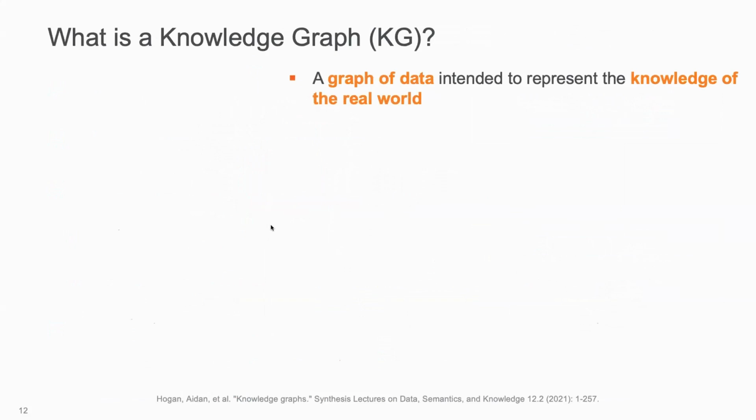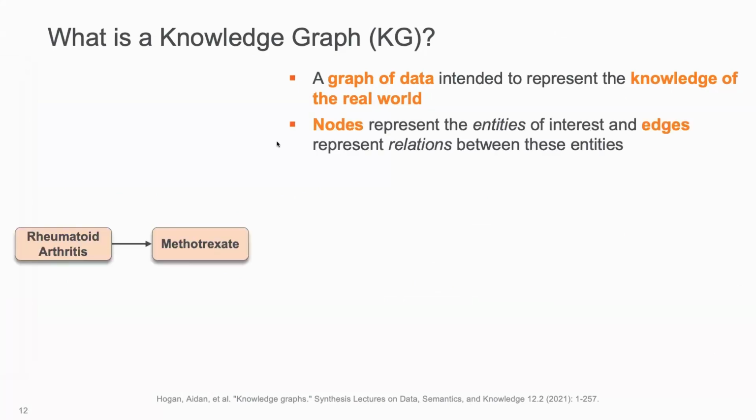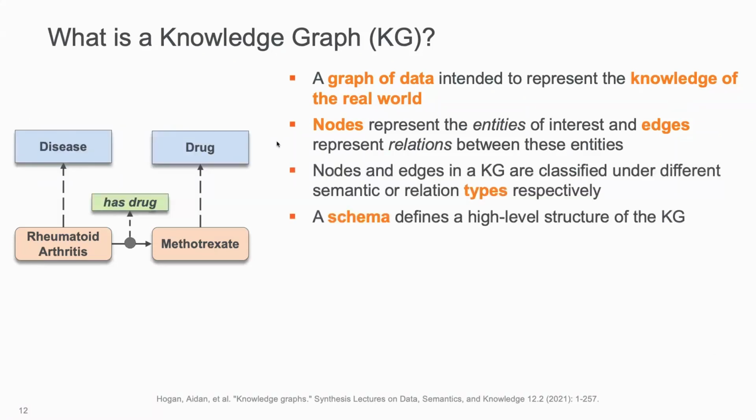This definition is generated from this particular paper. A knowledge graph is a graph of data that is intended to represent the knowledge of the real world. The nodes in this knowledge graph represent entities of interest, and edges represent the relations between these entities. So you can see in the example, rheumatoid arthritis is an entity, and methotrexate is an entity, and there is a relationship between rheumatoid arthritis and methotrexate. You can categorize the relation to be of type has drug.